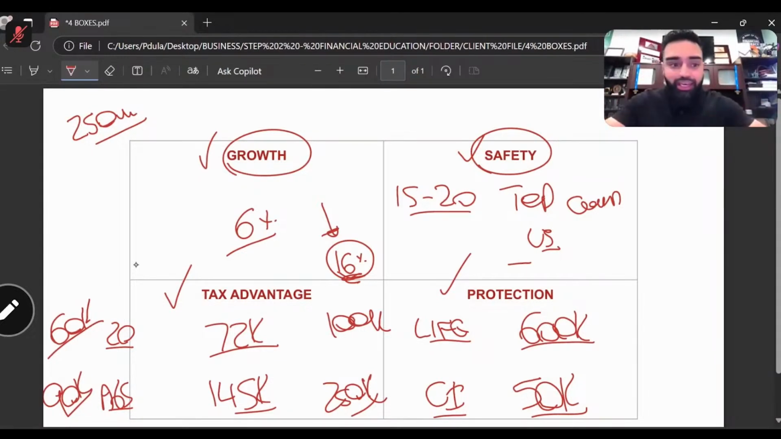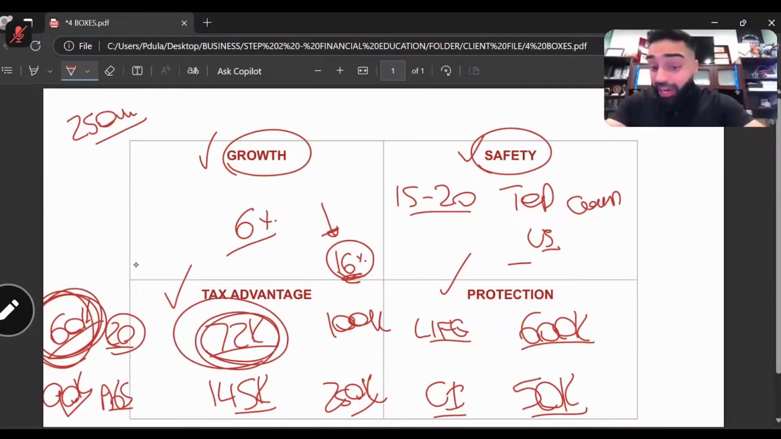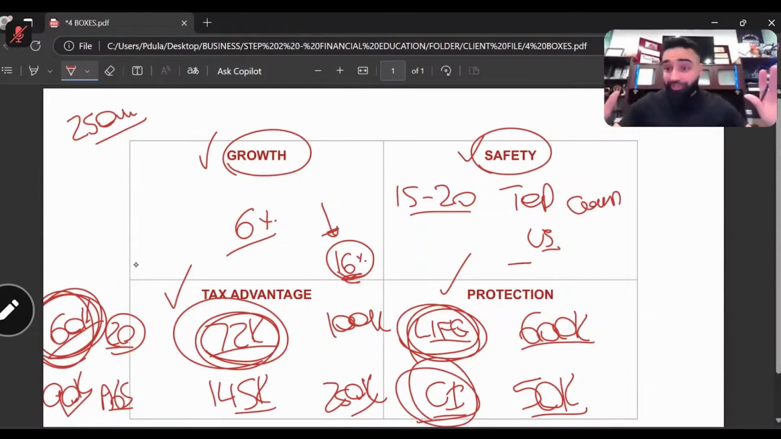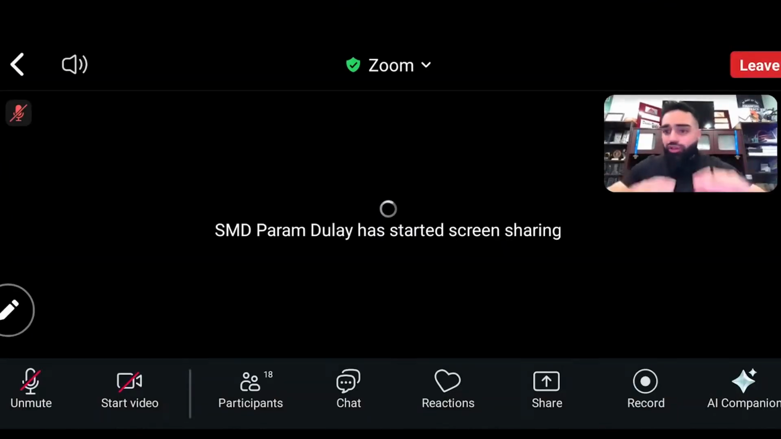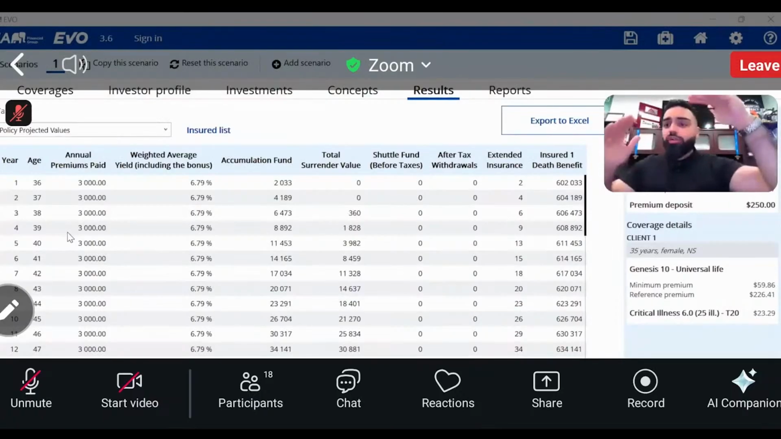Because remember this, in the bank account in 20 years, all they would have had is $60,000. And no life insurance, no critical illness. In this account, they're going to have $72,000 plus life insurance the whole time, plus critical illness the whole entire time as well. It's a no-brainer for the client. So this is how we run the illustration. I don't show them these numbers. I show them in a very simplified manner.